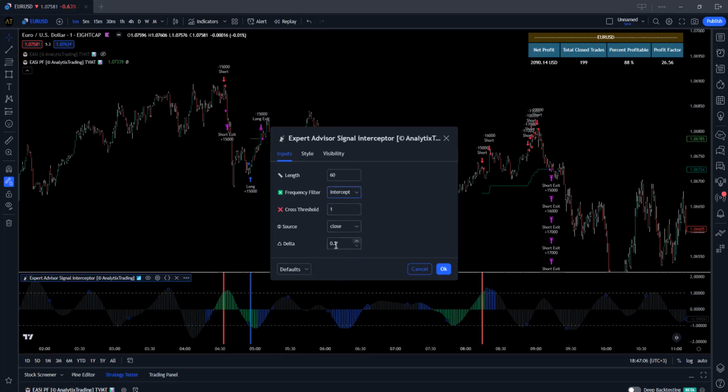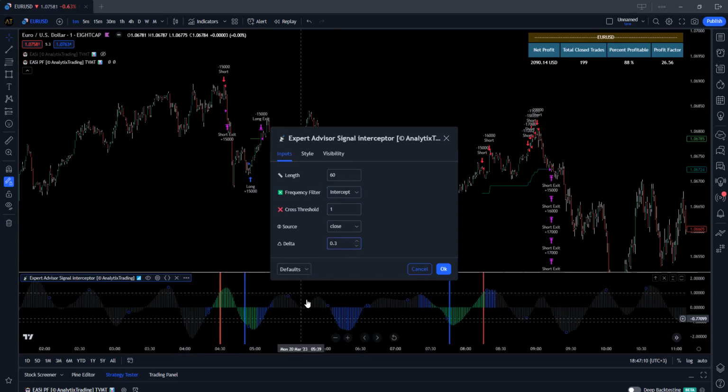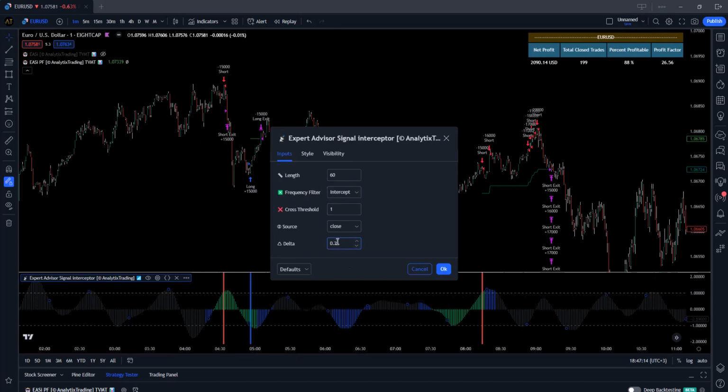Now the delta, it's just the formula for the frequency. If we change this, the wavelengths change. So different pairs can align with different parameters.